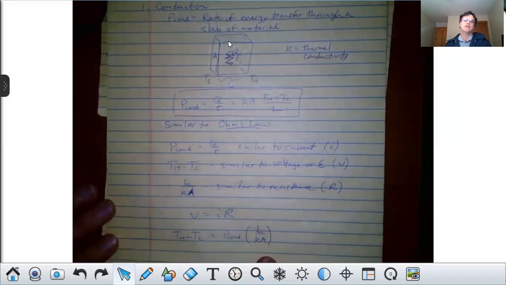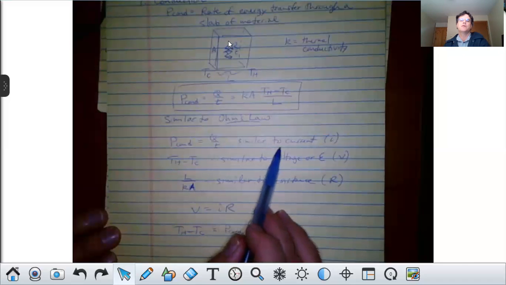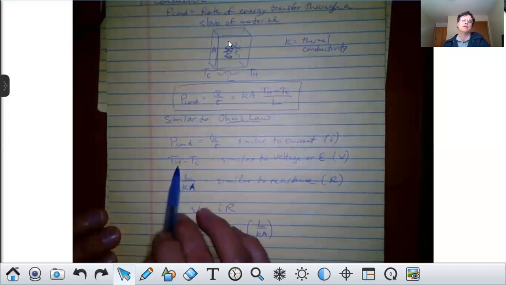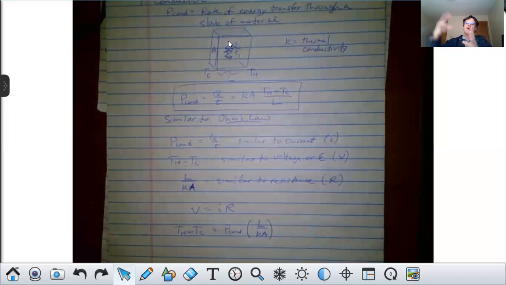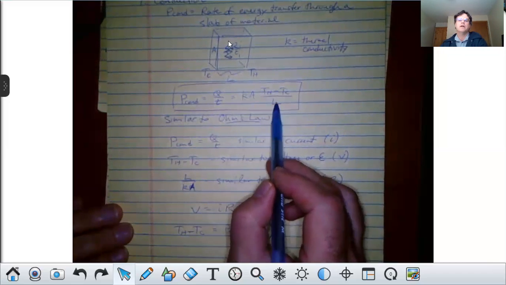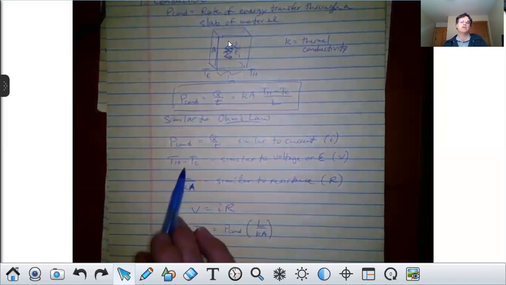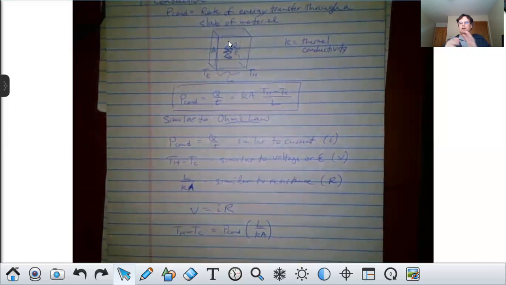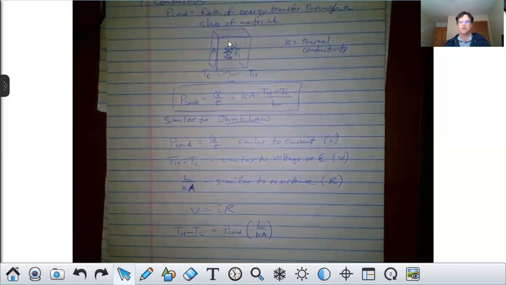One thing to notice about this is that this is similar to Ohm's law, right? If you identify that the rate of heat conduction, Q over T, is similar to electric current, I, and the temperature difference, TH minus TC, is similar to the voltage, or EMF, right? It's what's driving the heat flow. And then L over KA, just the inverse of KA over L here, is similar to the resistance in electric circuits. In fact, we might call this the thermal resistance, or sometimes if you go to buy insulation, you'll see the R value. And that's really this, it's the thermal resistance of the material.